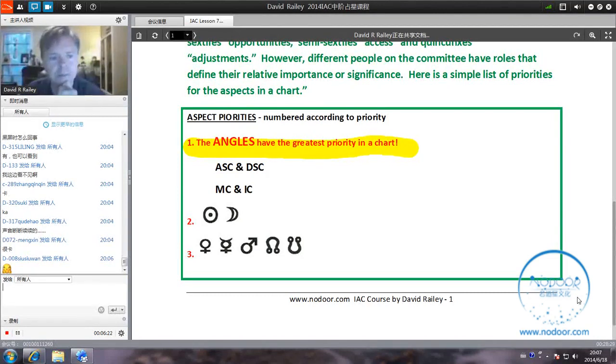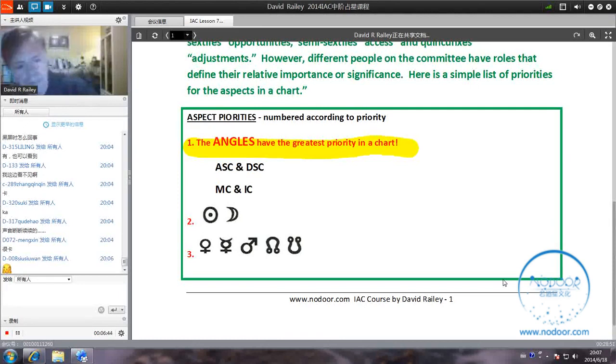Now, it's true that you have to have a reasonably accurate birth time to be sure that these aspects to the angles are correct.